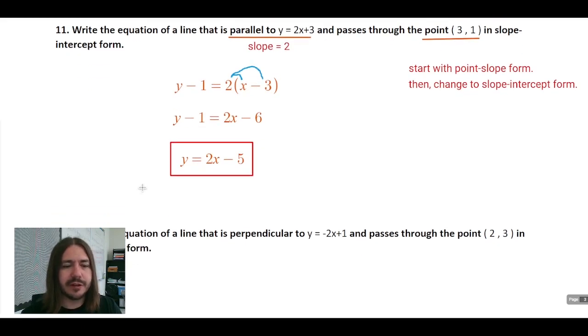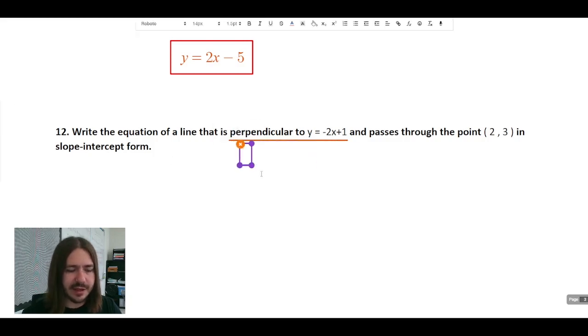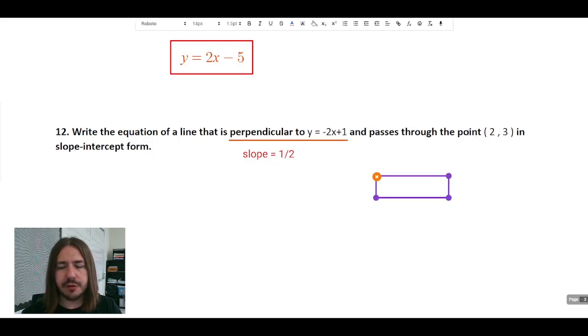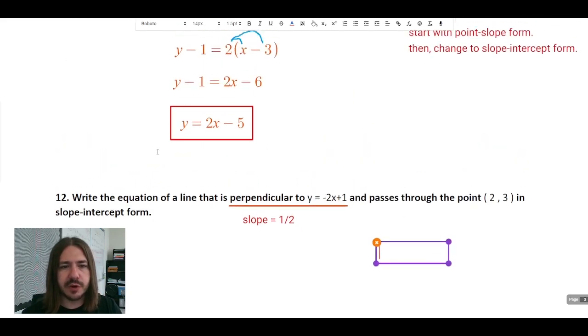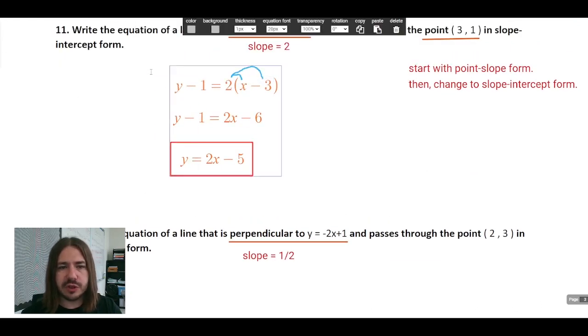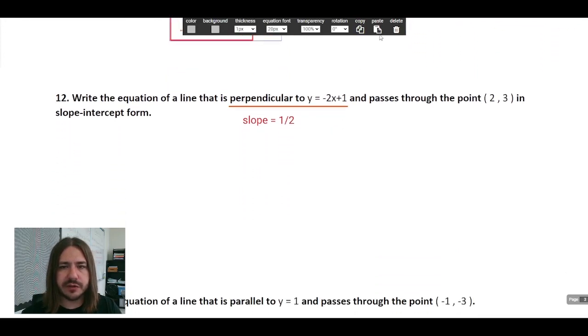All right, number 12. Write the equation of a line that is perpendicular to y equals negative 2x plus 1. Before we go any further, let's pull out what that tells us. It tells us that the slope is equal to positive 1/2. Okay? So positive 1/2, and it passes through the point (2, 3), in slope-intercept form. We're going to work it the same way that we did the previous one, where we will start with point-slope form and then manipulate it into slope-intercept form.